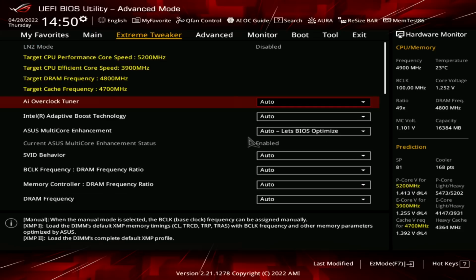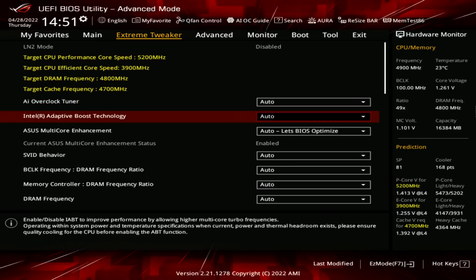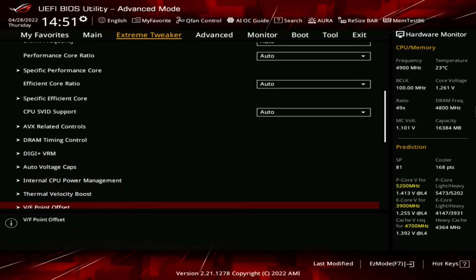Well, the SP rating is a feature that you get on high-end Asus motherboards, and it's basically just this number over here under prediction. You get SP81. And the SP rating is a simplified representation of your CPU's VID table.